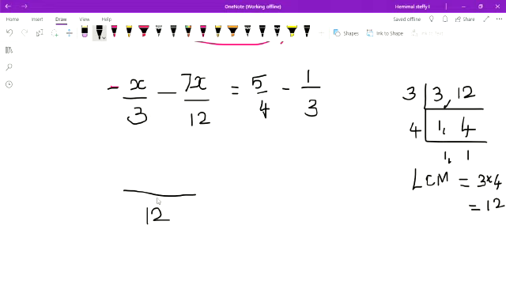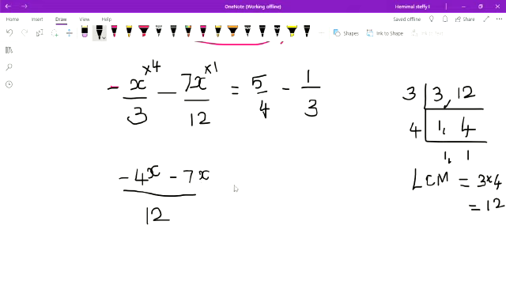How many times does 3 go into 12? 4 times. So I will multiply the numerator by 4. It gives minus 4x. 12 by 12 is 1 time. So 7x into 1 gives 7x. Same thing.